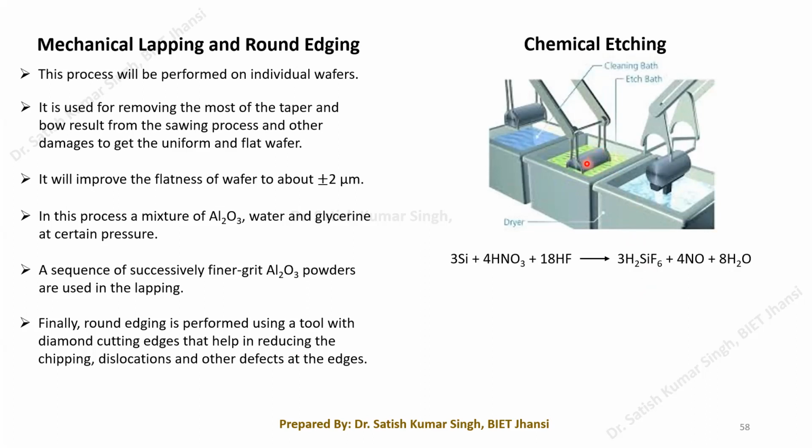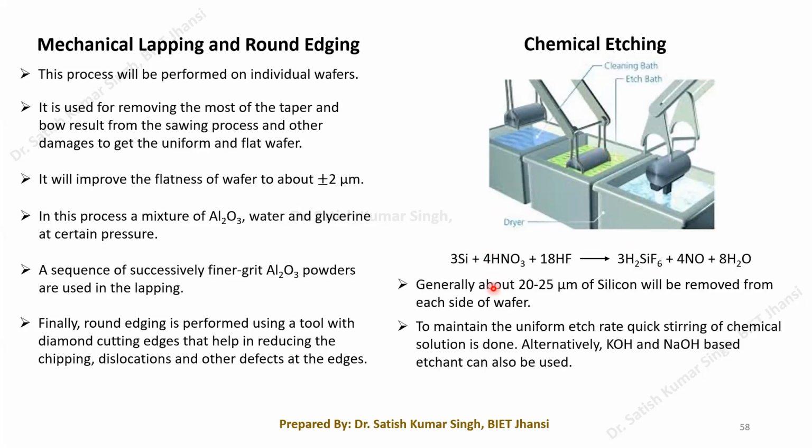Basically in this case, due to this chemical etching process, almost 20 to 25 micrometers of silicon will be removed, from both the top layer and the bottom layer. You can see it will be interacting from all sides. It is not just one side, it is going to be reacted from all sides, because this complete cassette will be immersed into this solution. So basically, this is the chemical etching processing that we need to follow.